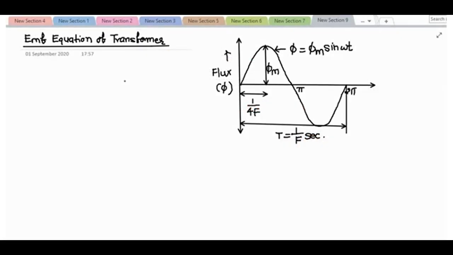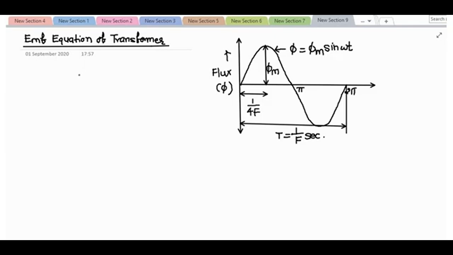The transformer primary winding is connected to the AC supply, and due to that an alternating current flowing through it produces the alternating flux phi. This varying flux links with the secondary winding S through the core and produces EMF in it by mutual induction. Some of the flux also links with the primary winding, and it will produce the EMF of self induction in the primary winding.